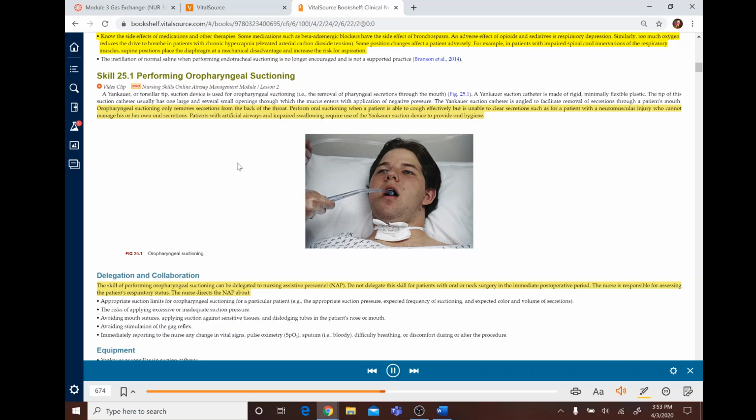Know the side effects of medications and other therapies. Some medications such as beta-adrenergic blockers have the side effect of bronchospasm. An adverse effect of opioids and sedatives is respiratory depression. Similarly, too much oxygen reduces the drive to breathe in patients with chronic hypercapnia, elevated arterial carbon dioxide tension. Some position changes affect a patient adversely. For example, in patients with impaired spinal cord innervations of the respiratory muscles, supine positions place the diaphragm at a mechanical disadvantage and increase the risk for aspiration.